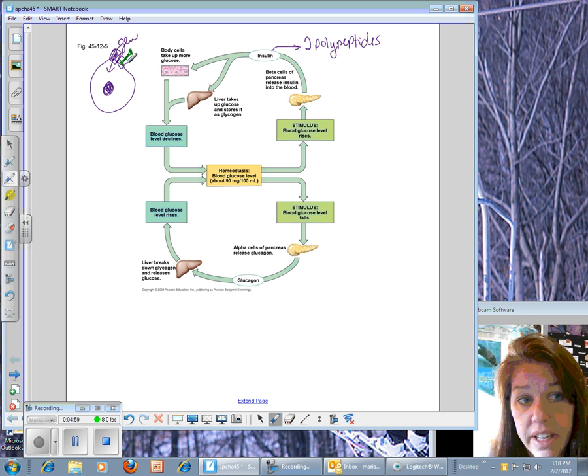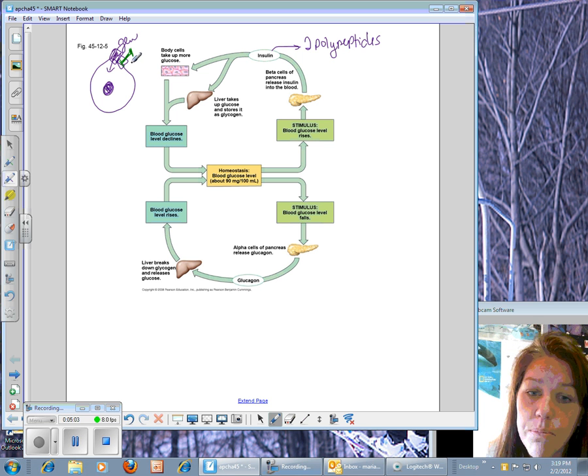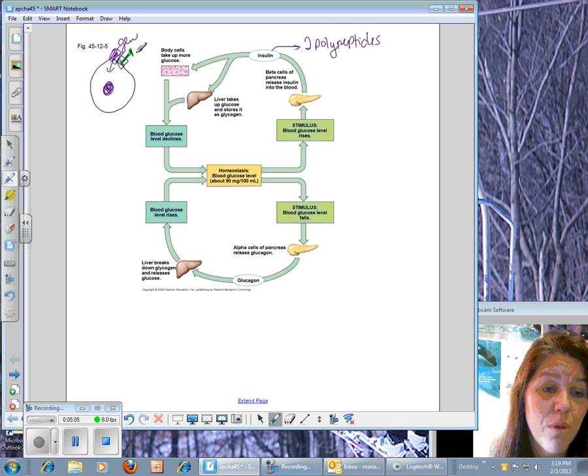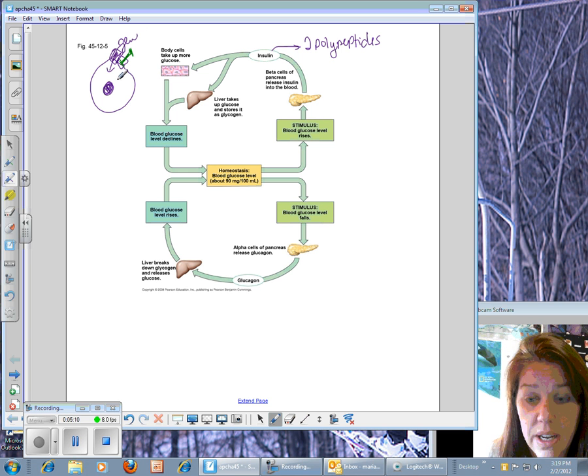So it's kind of like the invitation. Without the invitation, you're not getting in. Now, this is for every body cell but your brain. Your brain does not need insulin for the glucose to go into your nerve cells. But every other cell in your body absolutely does.